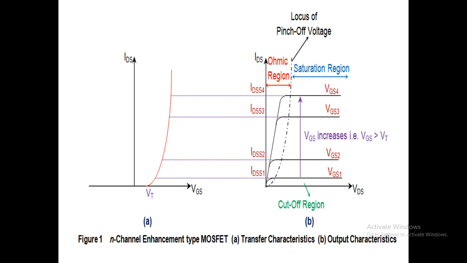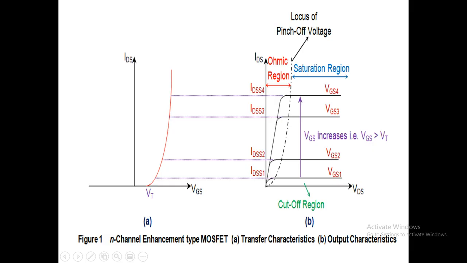So this is again the characteristics. This is the transfer characteristics, and this is the output characteristics. If you are increasing the gate source voltage beyond the threshold voltage, the conduction starts and the drain current increases. And here we are defining the three regions: cutoff region, ohmic region, and saturation region.